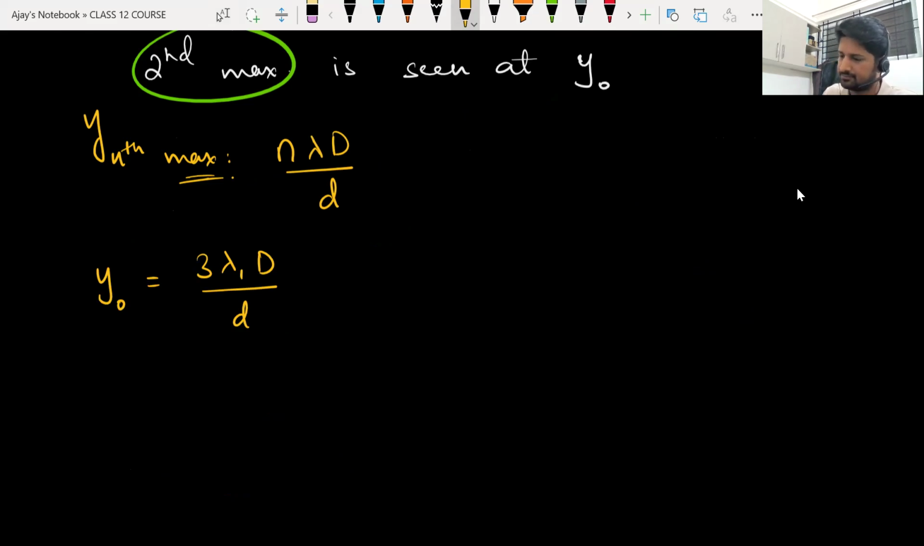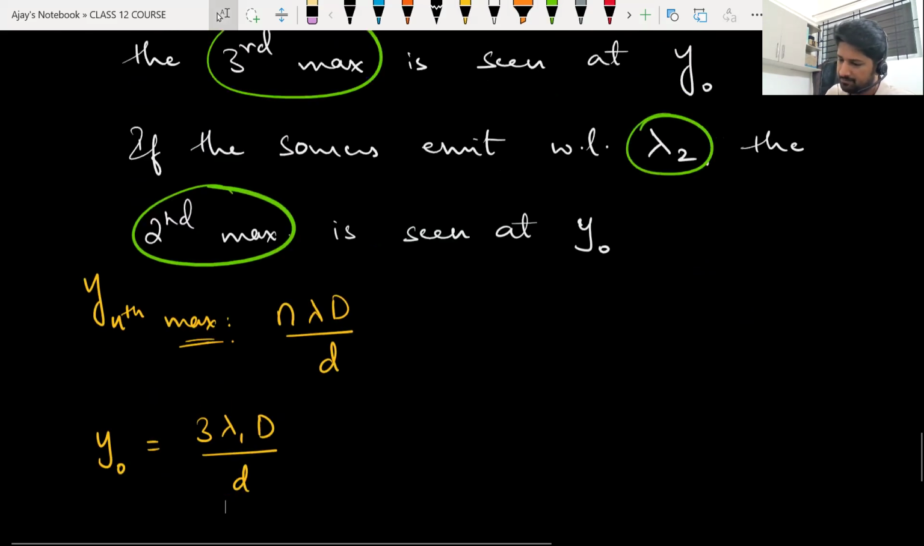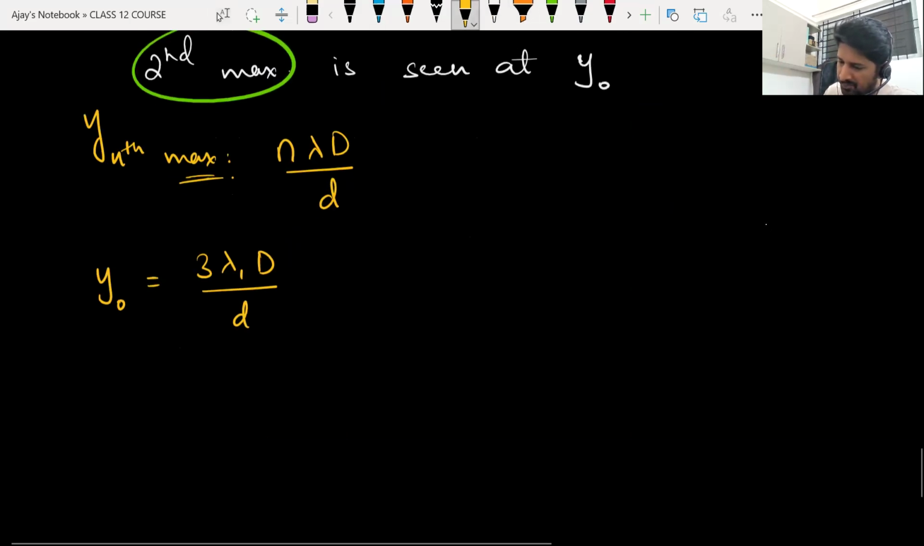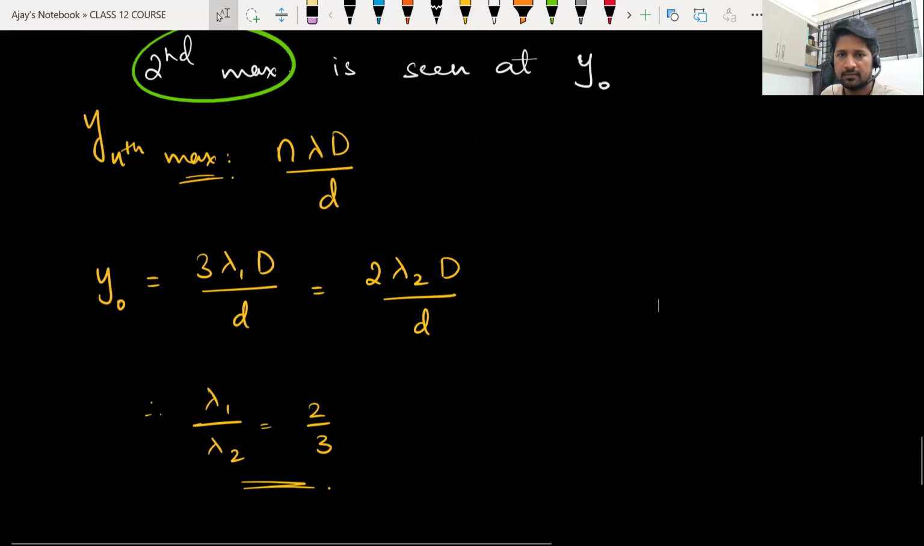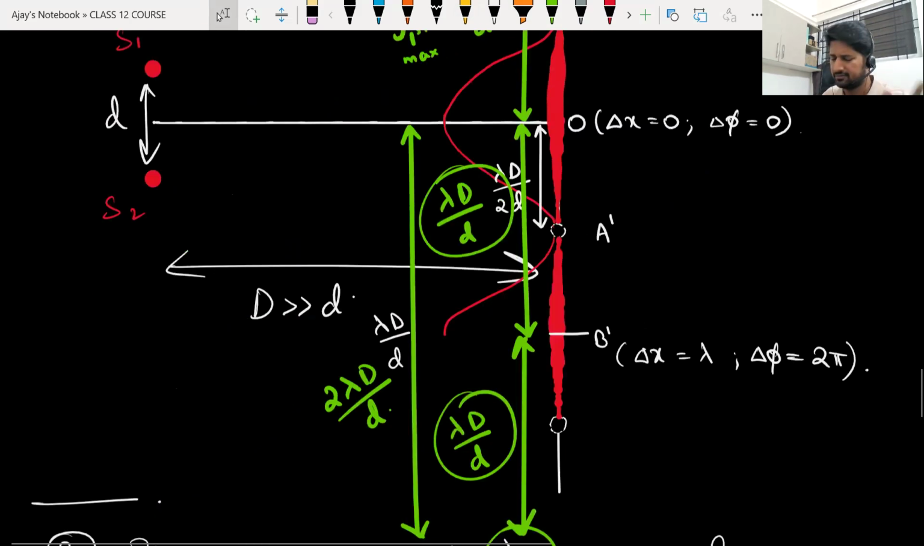And then if the sources emit light of wavelength lambda 2, at the same point on the screen, you get the second maximum. So at this same y coordinate, you find the second maximum when the wavelength is lambda 2. That's all. Therefore, lambda 1 by lambda 2 becomes 2 by 3. Is this clear? Yes, sir, I got that.